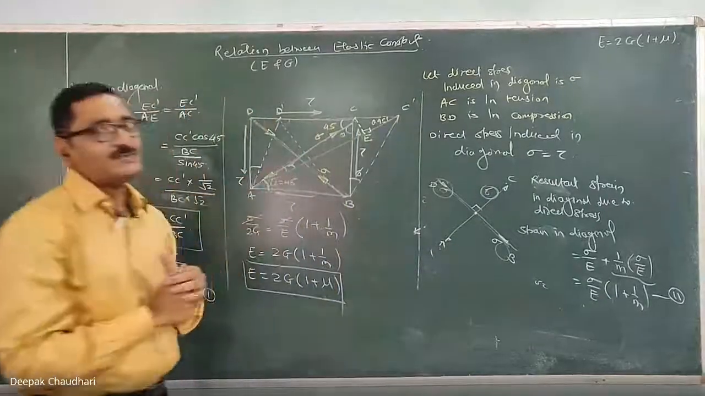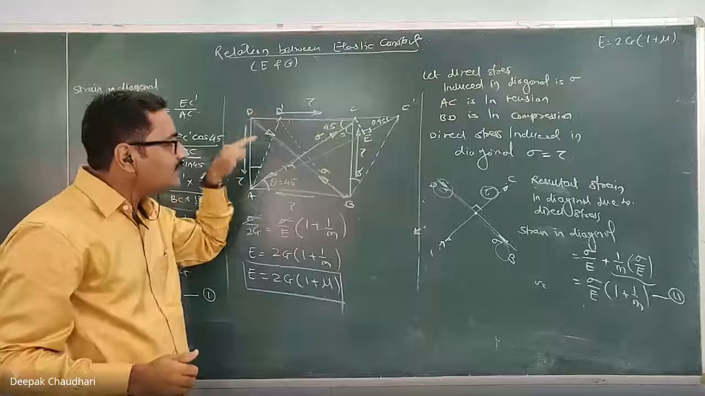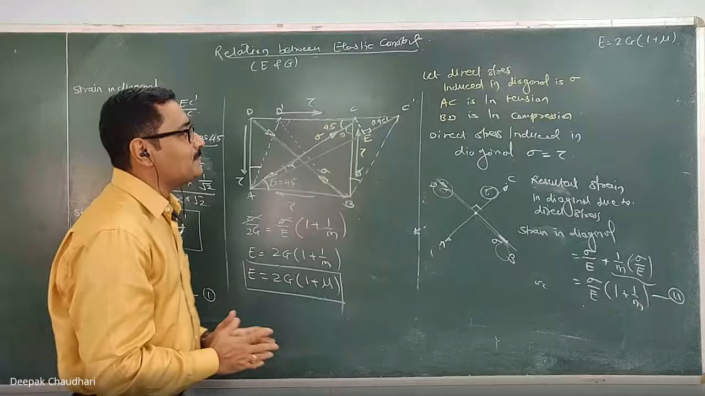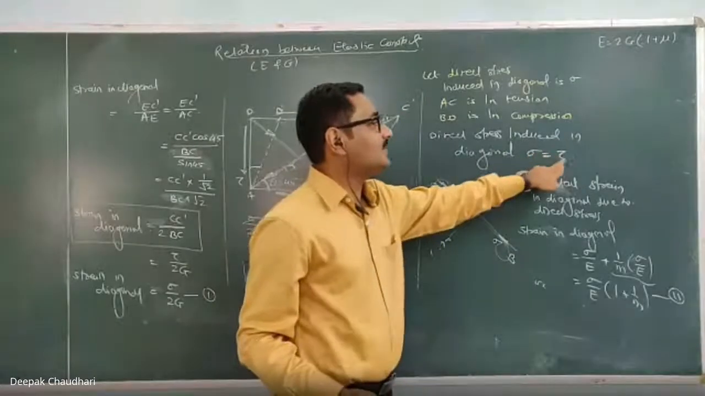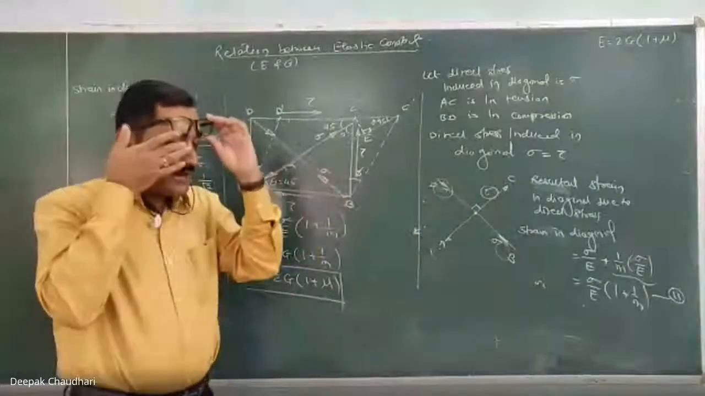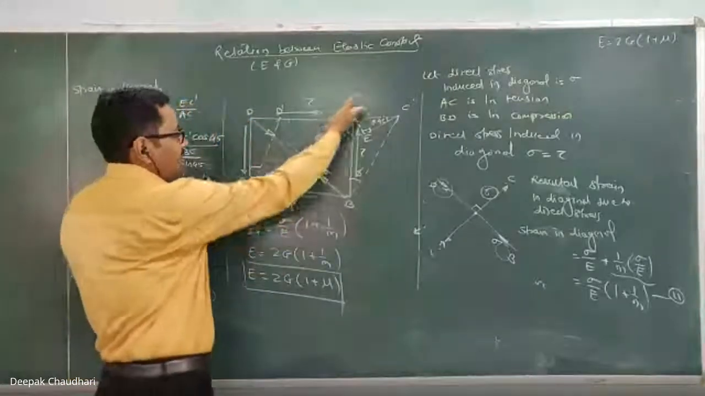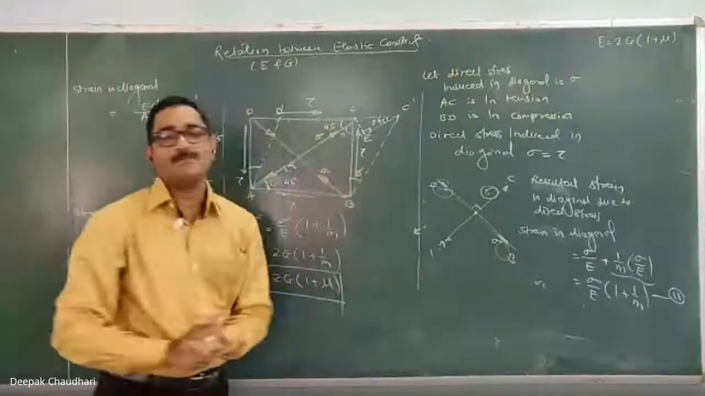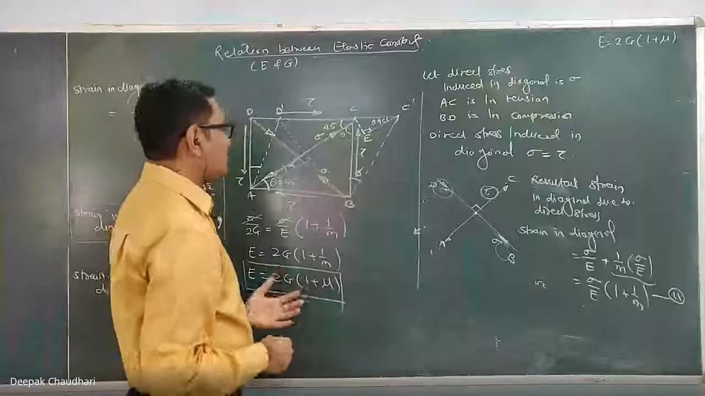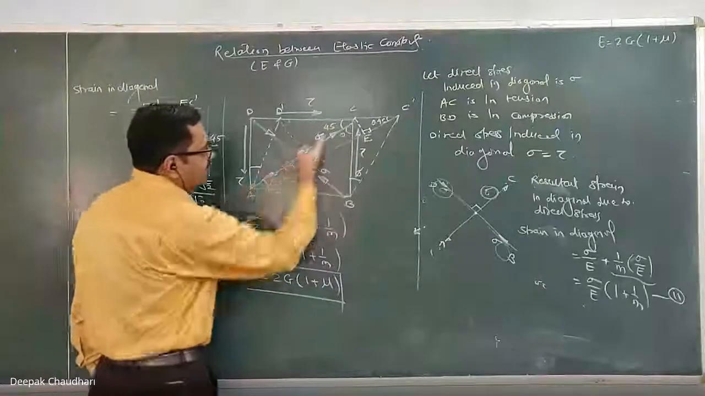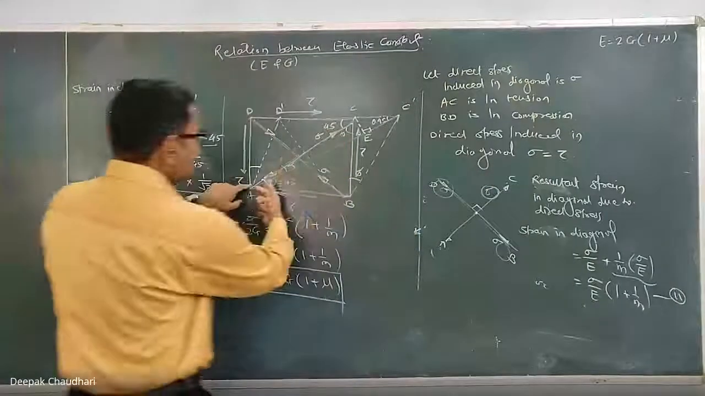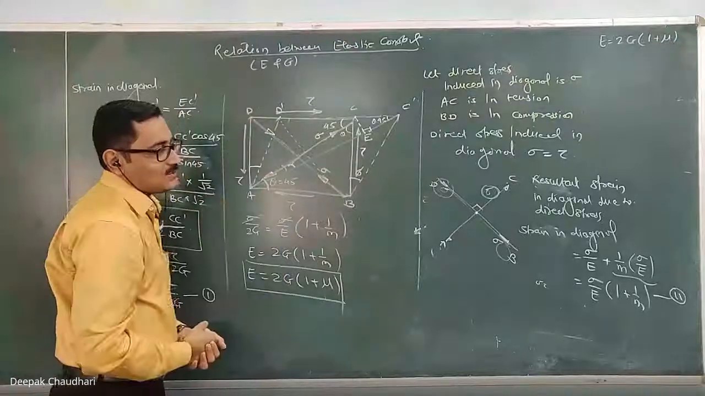Here I also explained, by considering one triangle, what the magnitude of this direct stress will be. It is observed that the direct stress induced in the diagonal is equal to the shear stress applied. Since it is a cube, we consider one imaginary section along the diagonal, take this triangular part, draw the BD, and apply the condition of equilibrium. We prove that the direct stress induced in this diagonal is equal to the shear stress. In this diagonal there is a tensile stress, and in this diagonal there is a compressive stress.